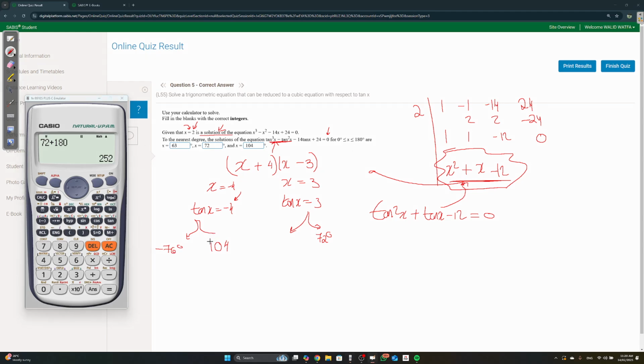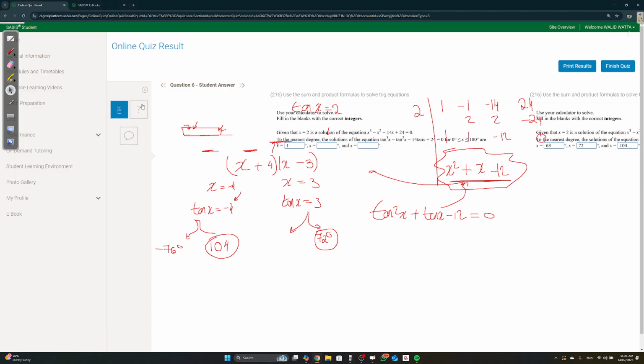Someone's going to come and say, where is the third solution coming from? We have 72 and 104. Where is the 63 coming from? Don't forget, they said x equals 2 is a solution. So you should also solve tan x is equal to 2. Let's do shift tan 2, and you get 63 degrees. Simple as that.